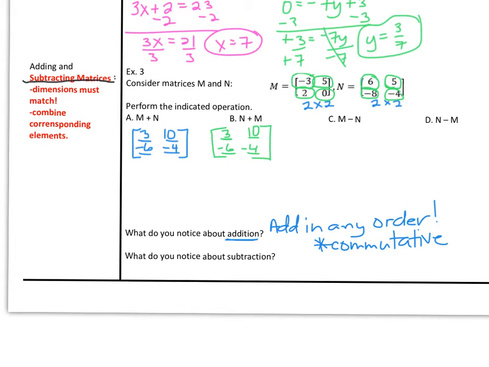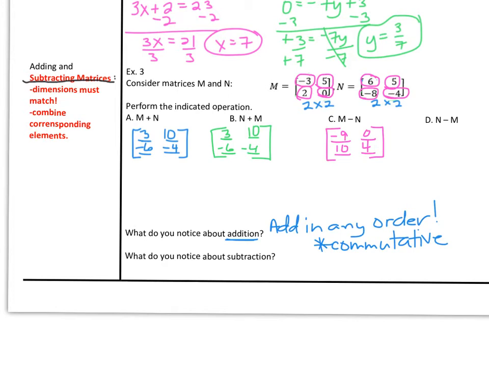Let's see what happens when we subtract. If we start with M minus N, and we take our corresponding elements, negative 3 and 6. Well, negative 3 minus 6 is negative 9. 5 and 5. 5 minus 5 is 0. 2 and negative 8. So watch this one. 2 minus negative 8 would be positive 10. And then 0 minus negative 4 would be 0 plus 4, which is 4. That would be the order M minus N.